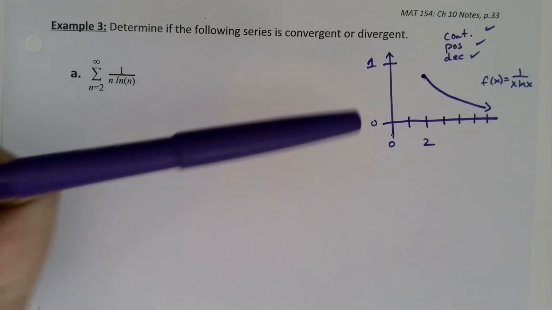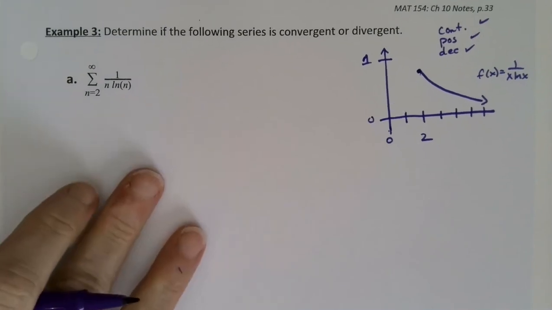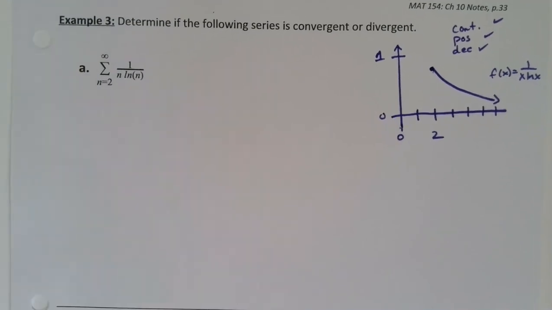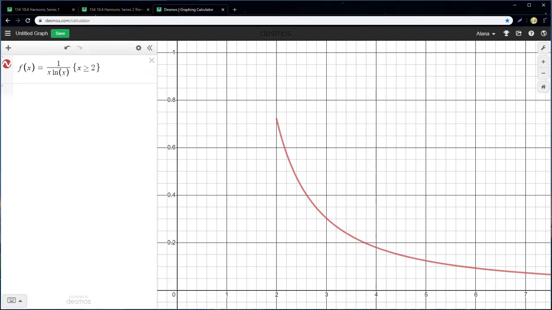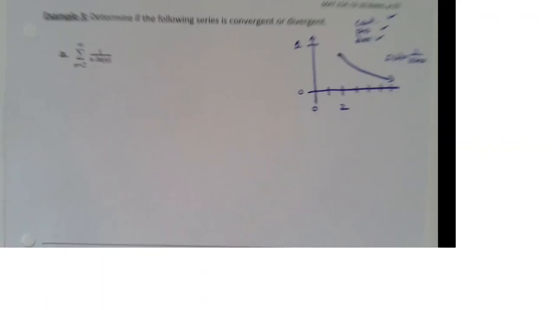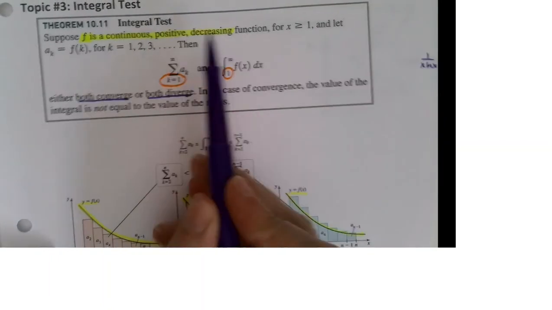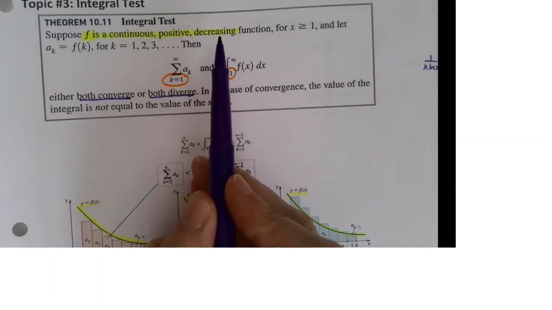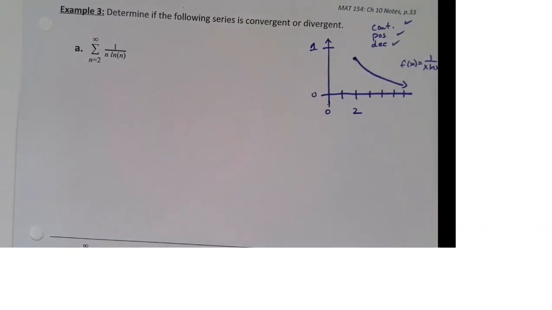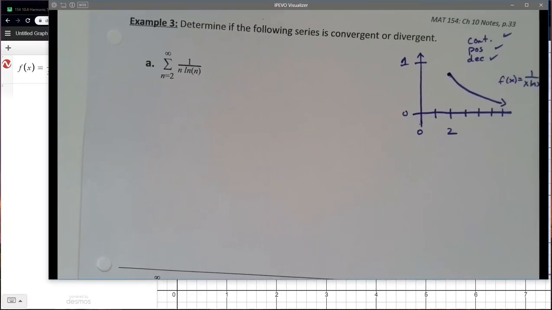So we do that graph first to show that we know what we're doing. We have to check that this works, otherwise the integral test fails. The integral test has requirements that we have to meet. It has to be continuous, positive, and decreasing, and we have to show that we've met those requirements. And we have. Oh, my graph is being weird. Sorry. There we go. Sorry about that.